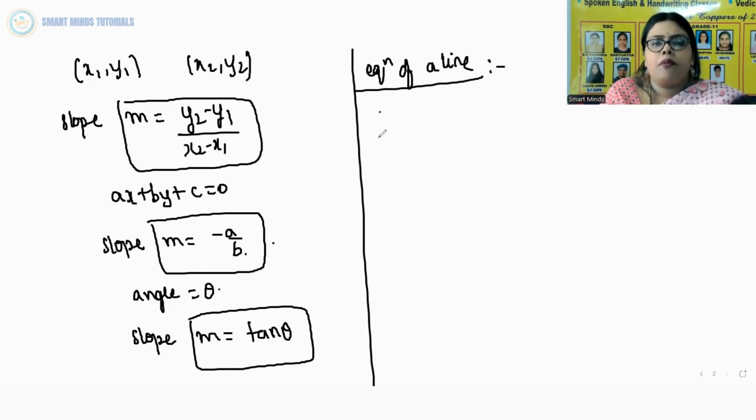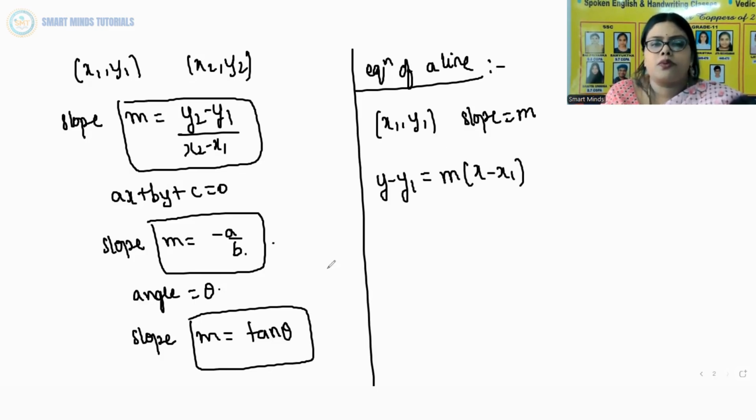Suppose a point x1, y1 is given to us and some slope m is given to us. So using a point and a slope, how do you find the equation of a line? That is y minus y1 is equal to m into x minus x1. This is called one point form, or you can also call it point slope form.